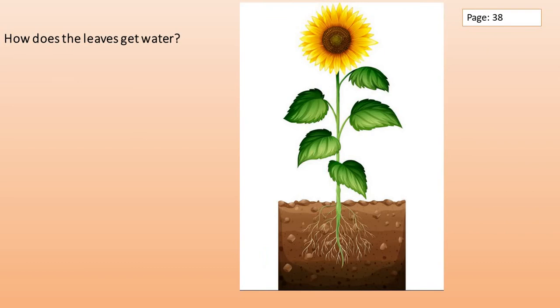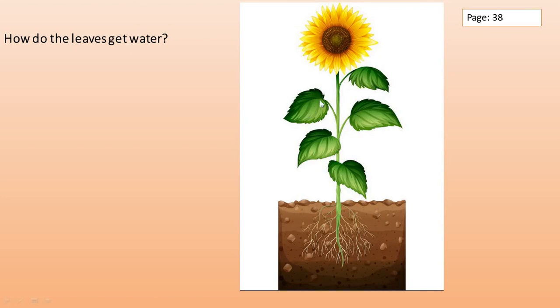Let's see this picture again, grade 1. When you water the plant, you put water on the soil, right? On the soil, so the roots can absorb water. But what about the leaves? The leaves need water. But what do you think? How do the leaves get water? They are connected to the stem, right?